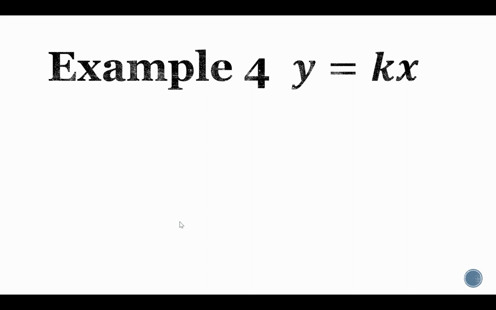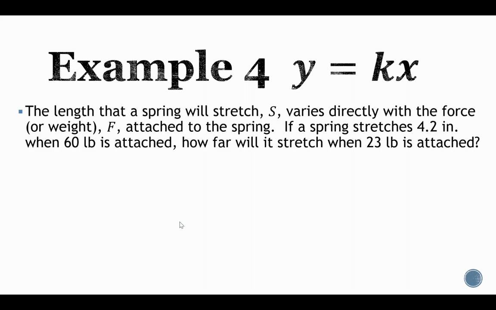And last example of the direct kind. The length that a spring will stretch, S, varies directly with the force or weight, F, attached to the spring. The spring stretches 4.2 inches when 60 pounds is attached. How far will it stretch when 23 pounds is attached? So this is a direct proportion. If you are in physics, you might see this one as well. S, which is stretch, equals our constant times F, which is the force.